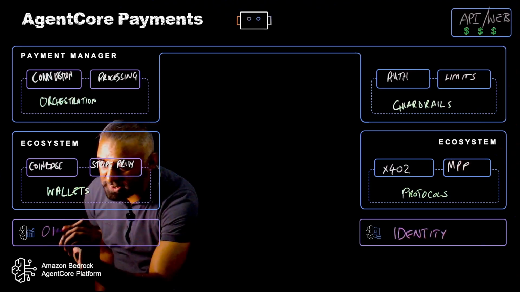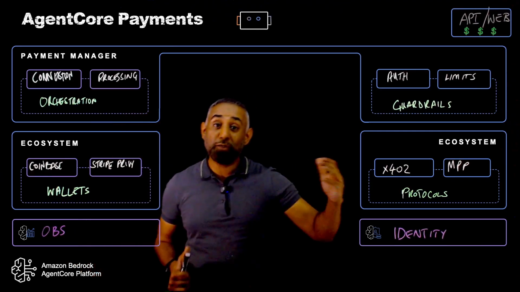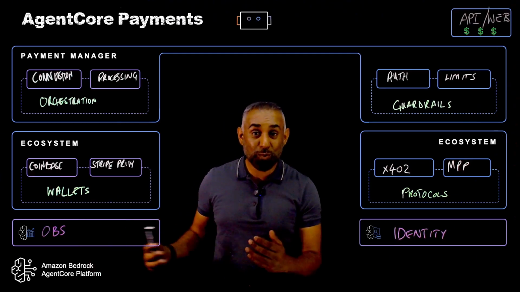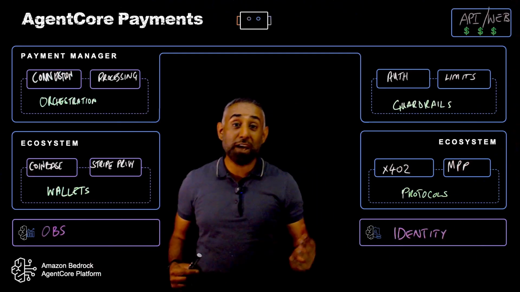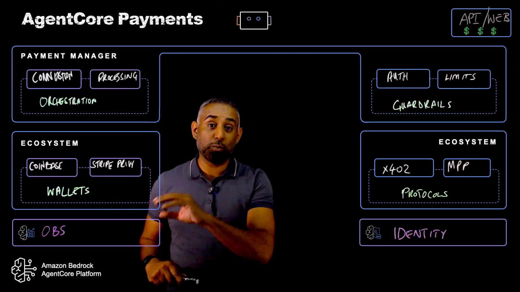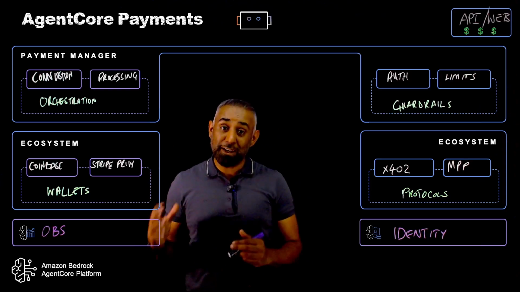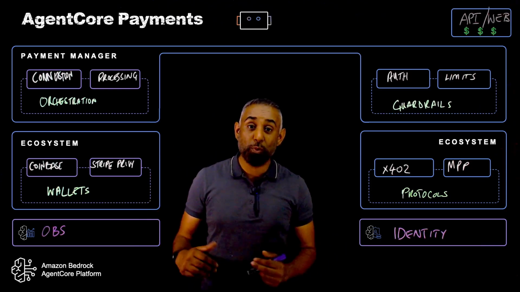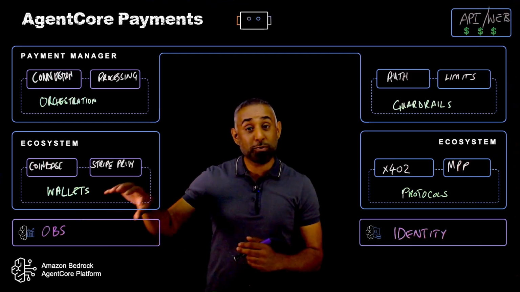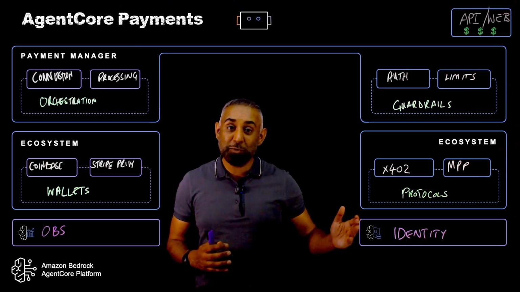We're just going to say OBS for now, but you want to be able to monitor the average spending limits, what the agent is actually doing across the payment lifecycle, the payment sessions, all of that kind of stuff. So AgentCore Payments is tightly integrated with AgentCore observability. You're getting your vended logs sent out to CloudWatch, for example, and the vended spans sent to AgentCore observability.